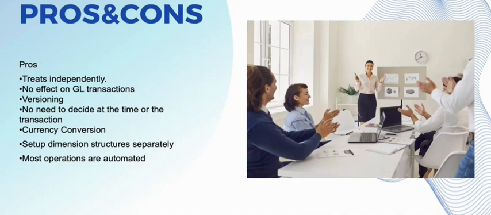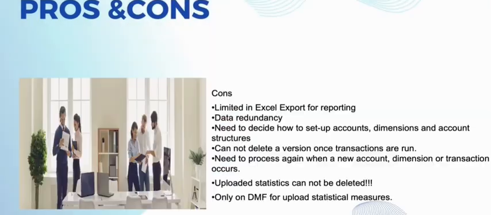You can set up dimension structures separately, even if one account has, for example, more than 3-4 dimensions, for example product, cost center, employee, license plate, etc. It doesn't matter. If your versioning needs just 2 of them, like product and cost center, in this module you can just use 2 of them. You don't have to use all of the dimensions for reporting purposes if they are not relevant. And most operations are automated. So these are the pros that I can name.